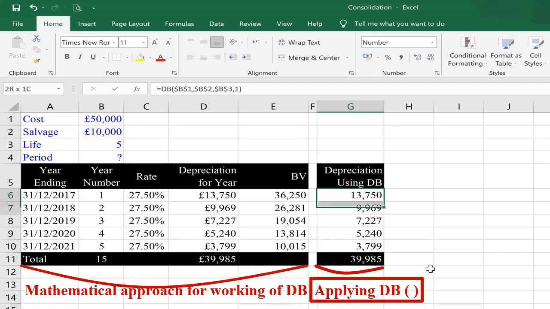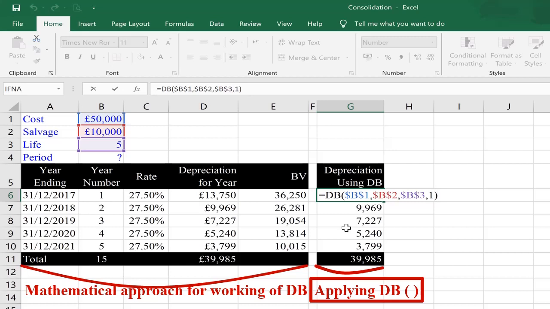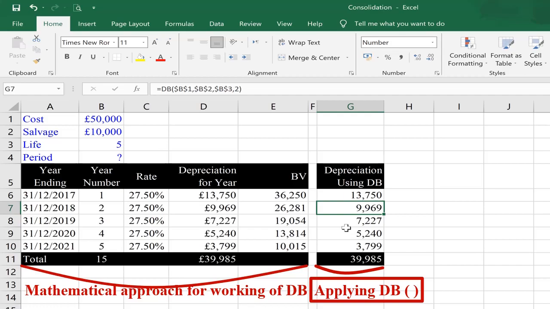Now we can see that the depreciation by applying the DB function is exactly the same as what we calculated using our mathematical formulas. The total depreciation with the help of the mathematical formula and the total depreciation with the help of the DB function are the same. That was the demonstration, to understand the phenomenon of the declining balance method to calculate depreciation and how we can apply the DB function.